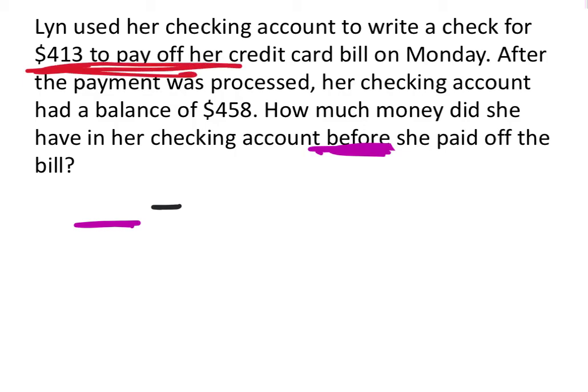So that came out of her checking account. Since it came out, that's why I have subtraction there, 413. And then it equaled, that's how much was left over, which is the 458. That's how much was in her account balance after this transaction. So that's 458 there.